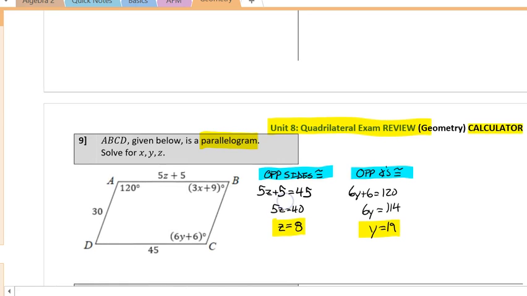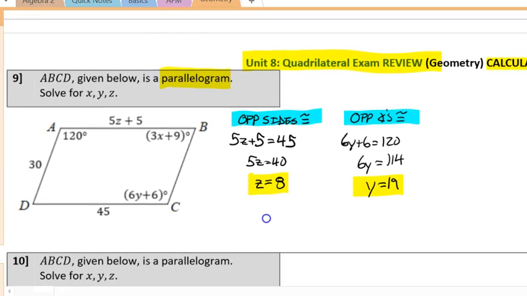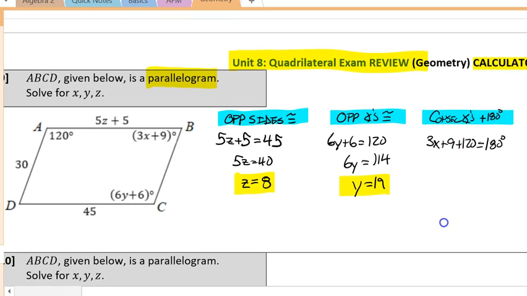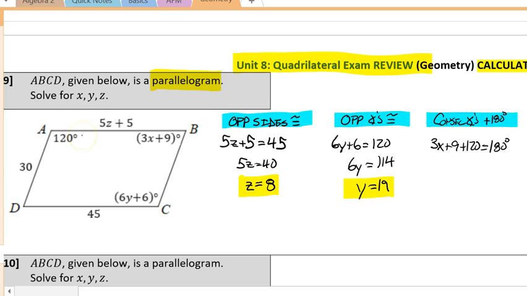The last relationship we are going to use from a parallelogram is that consecutive angles, so angle B here and angle C, if I were to add them together, they'd be 180. If I were to add angle A and angle B together, they would equal 180. So consecutive angles are supplementary, or add to 180 degrees, giving us that 3x plus 9 plus 120 degrees equals 180 degrees. So therefore, we can combine like terms, giving us 3x plus 129 equals 180. Setting up a two-step equation, we'll subtract 129 and divide by 3, giving us that x is equal to 17.